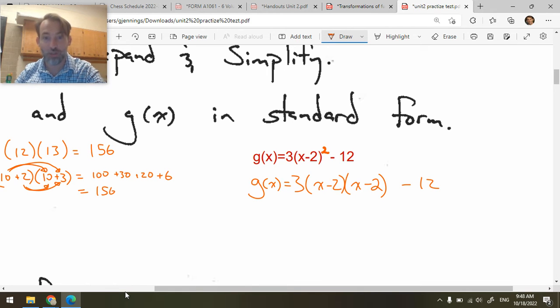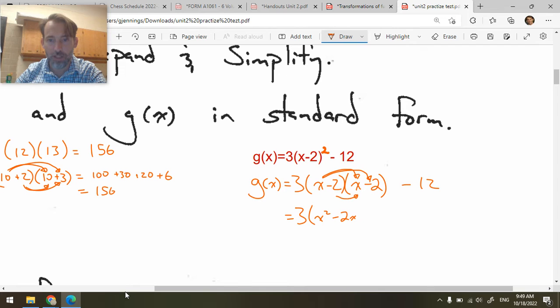I invite my x minus 2s to dance first, so I leave that 3 alone. And this is a choice. You can multiply the 3 into one of the brackets first, but I would do it my way. Okay, so x times x is x squared, x times minus 2 is minus 2x.